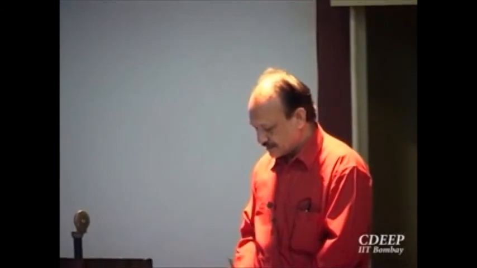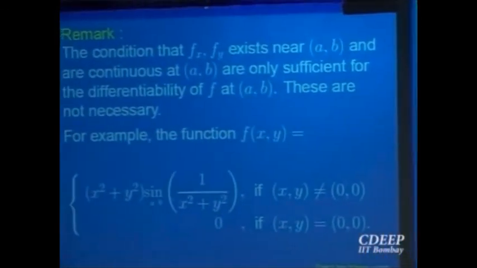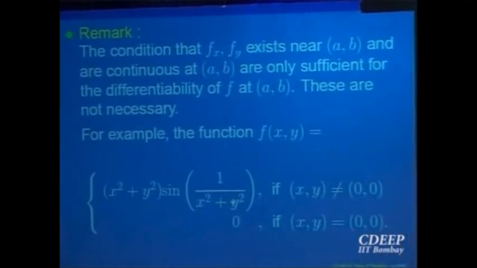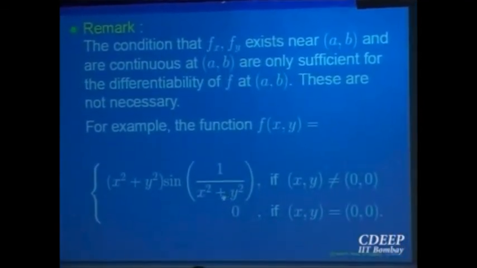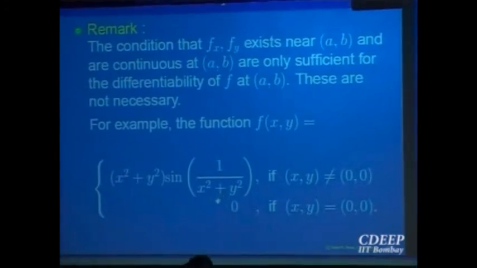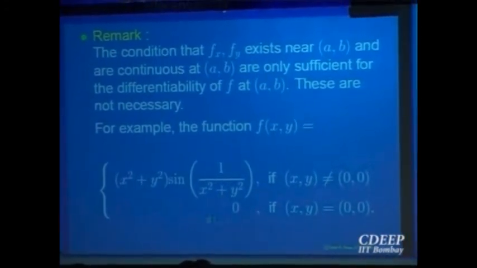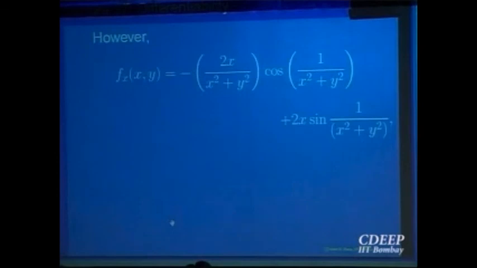So these are not necessary, as I said. There is an example, the same example does the job, right? For this example, we have already shown this is a differentiable function. Let us see the partial derivatives. What are the partial derivatives for this?